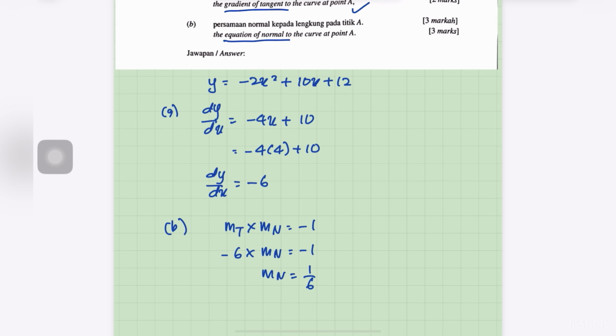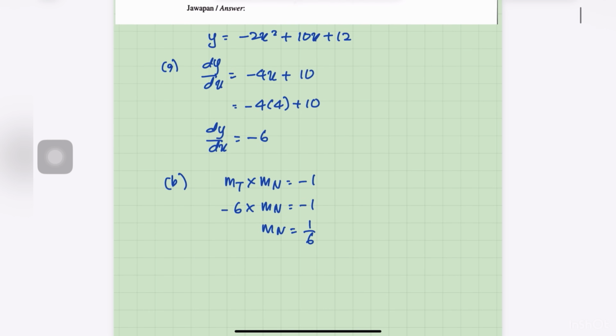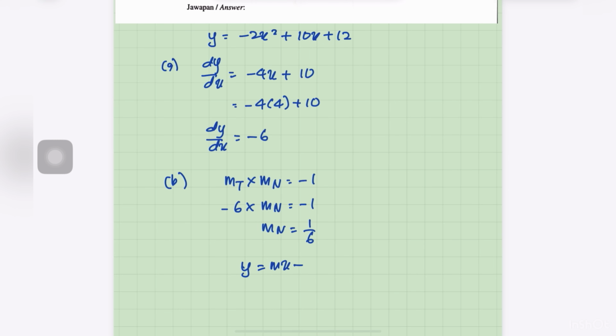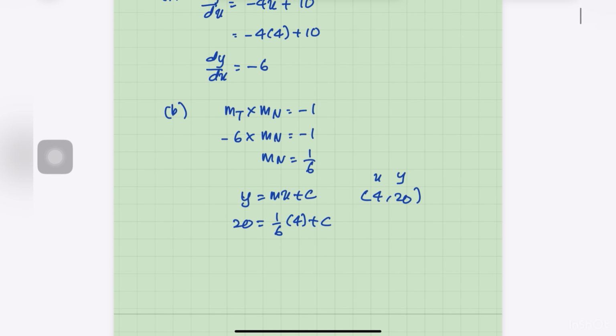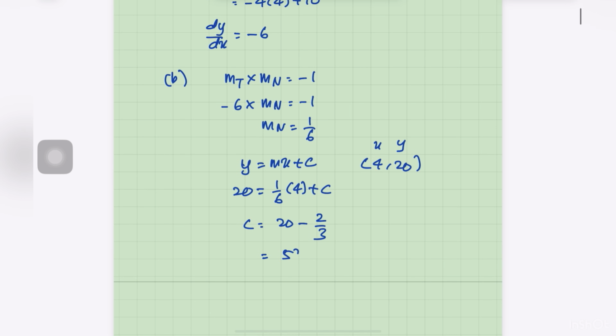To find the equation of the normal, y equals mx plus c. At point A, which is (4, 20), we substitute the coordinates x and y. So 20 equals gradient 1 over 6, x is 4, plus c. Then we get c: c equals 20 minus 2 over 3, so c is 58 over 3. Therefore the equation is y equals 1 over 6 x plus 58 over 3.